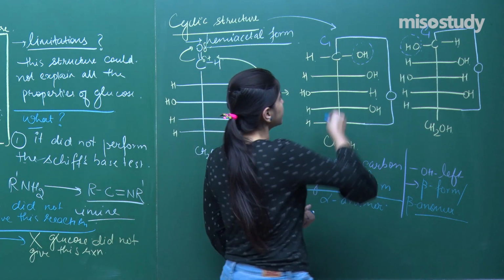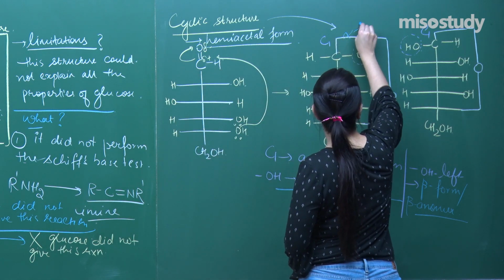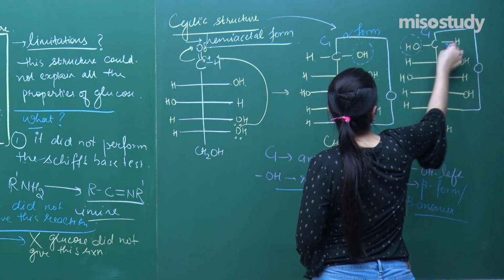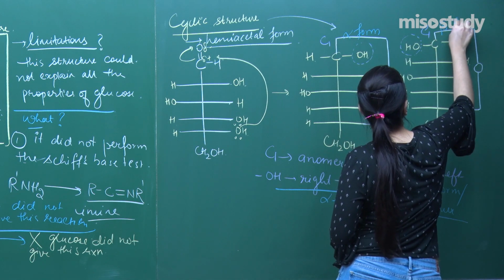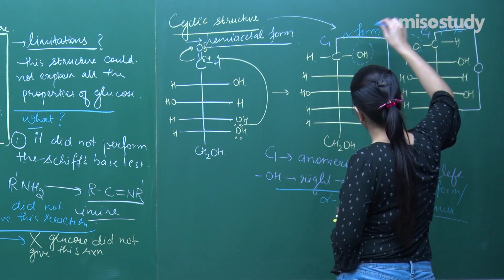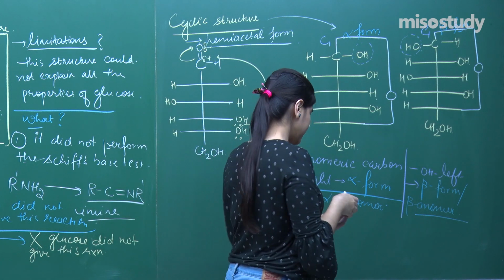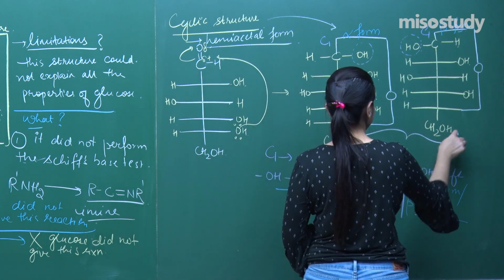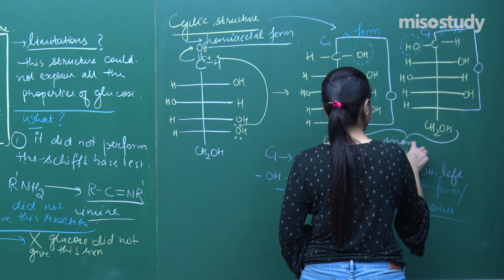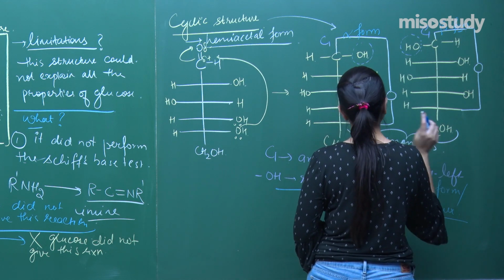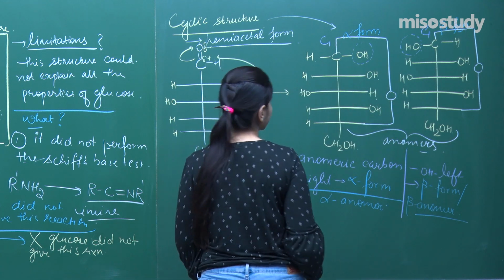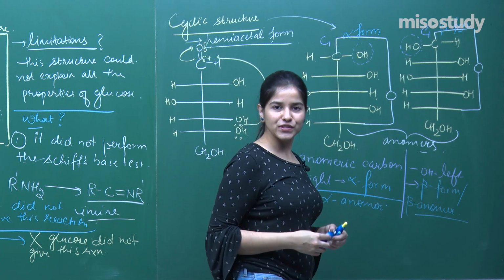So this is the alpha form and that is the beta form. I hope everybody is clear with the idea. Alpha form, beta form. These two are nothing but the anomers. Clear? So these are the anomers and that is how the cyclic structures of the glucose look like.